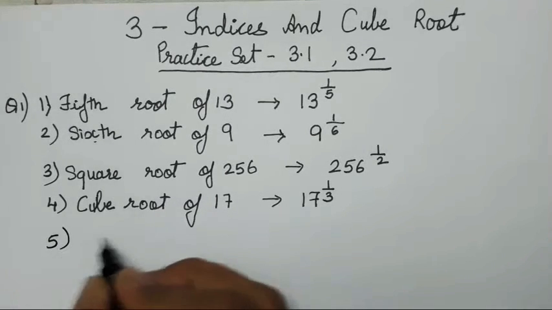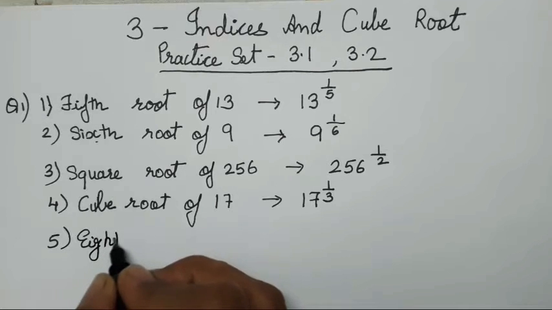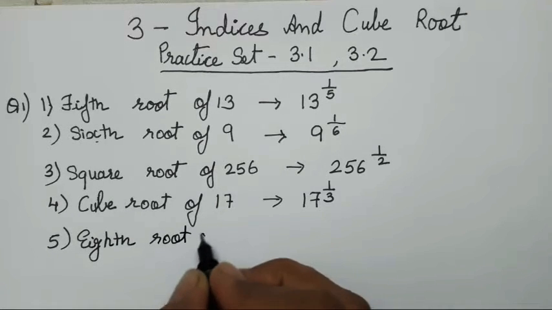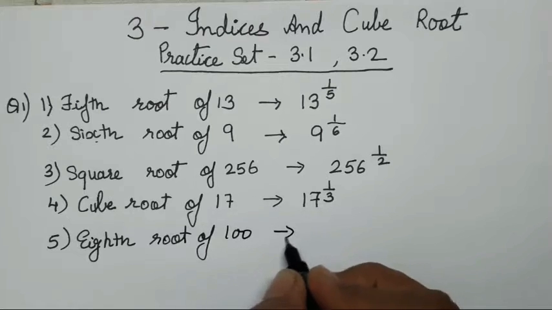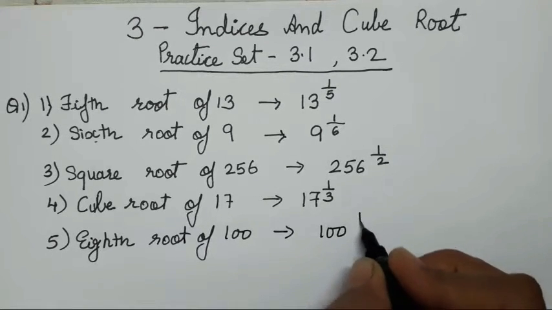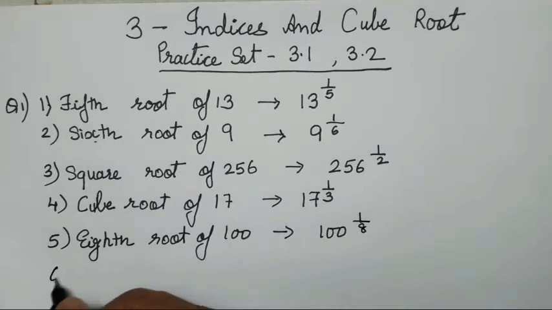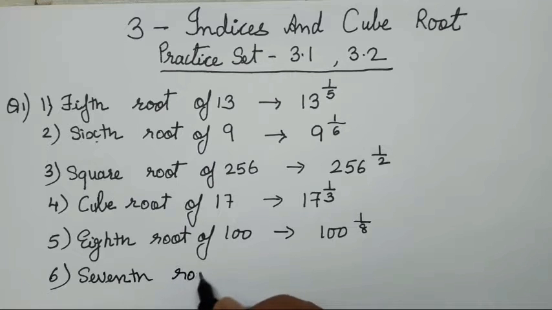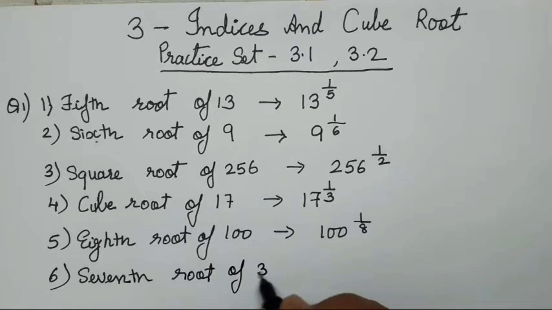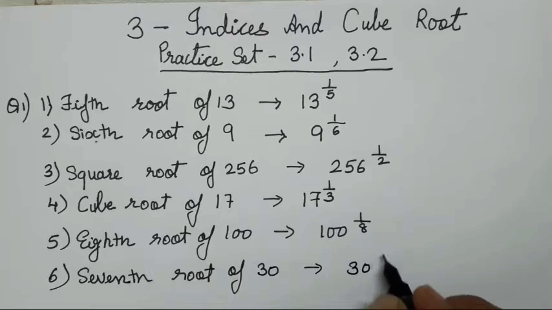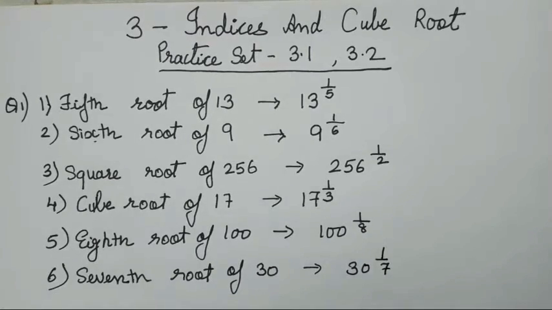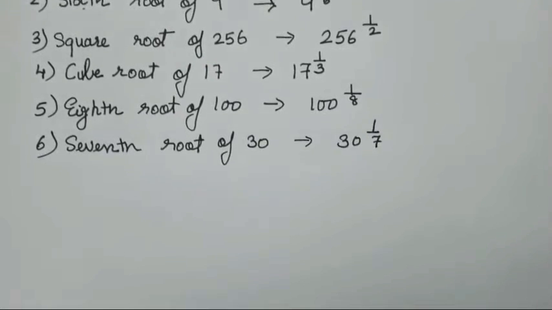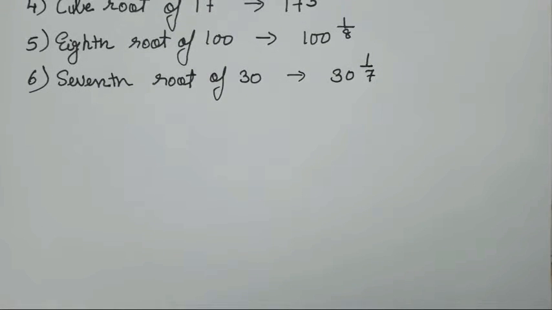Now the fifth one was eighth root of 100. So first write 100 and eighth root means 1 upon 8. Next the sixth one is seventh root of 30. So 30 and 1 upon 7. Wasn't it easy? The first question you all can refer to from the textbook also if you are not able to understand, because I have directly given you all the solution for it, but in this way only you all have to write the answers.